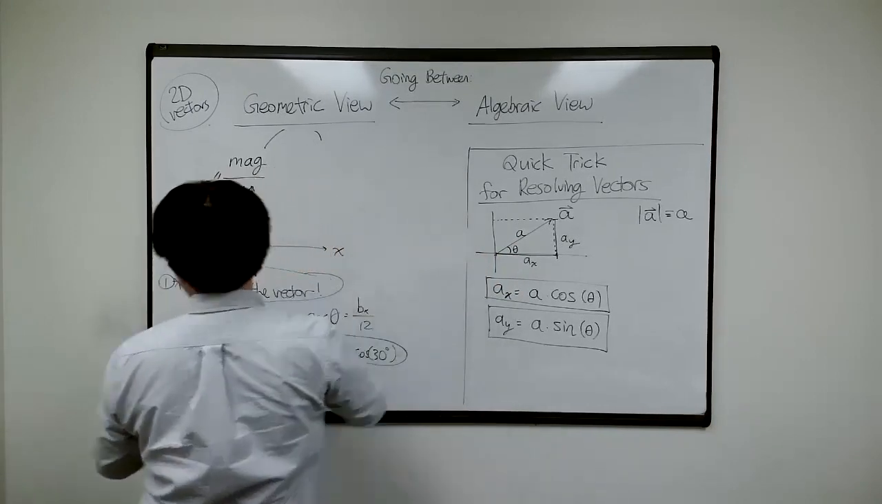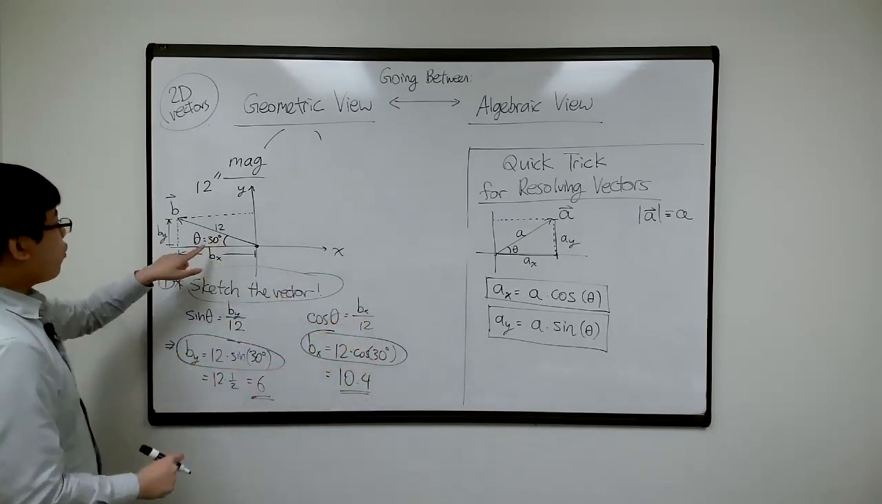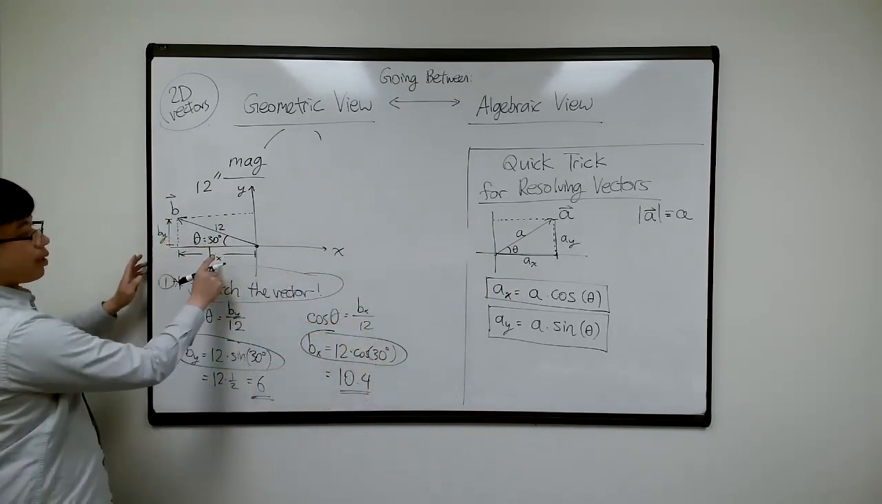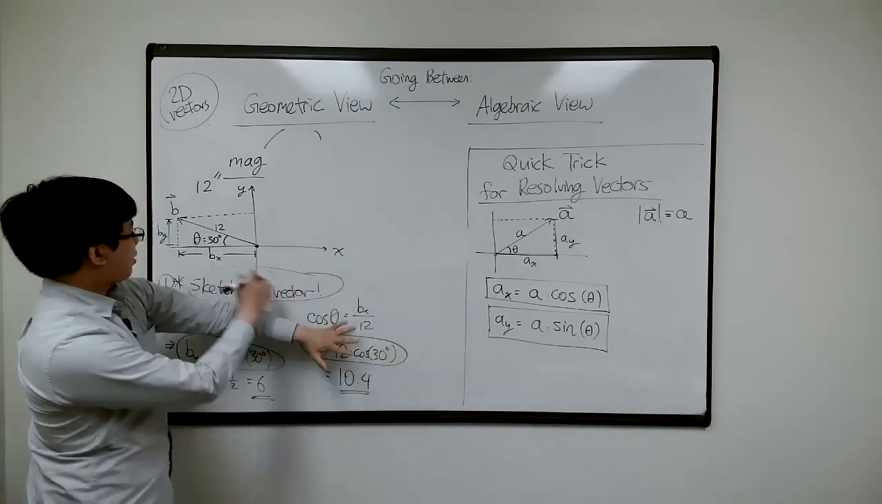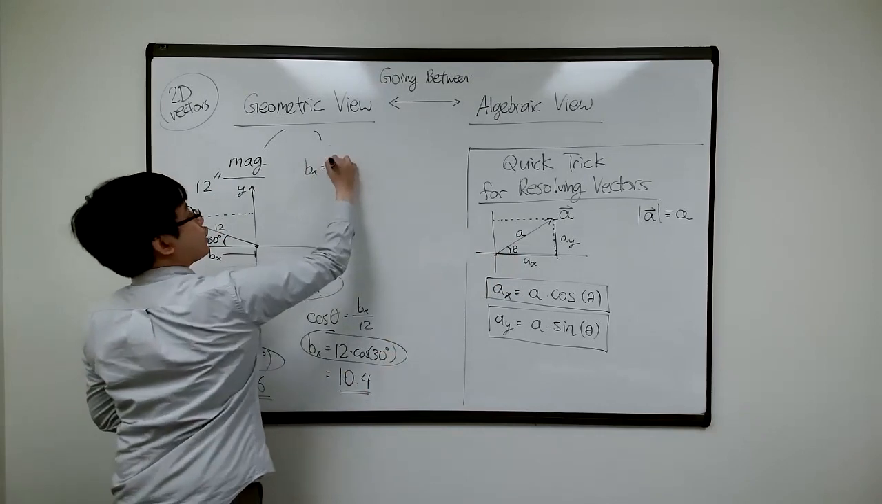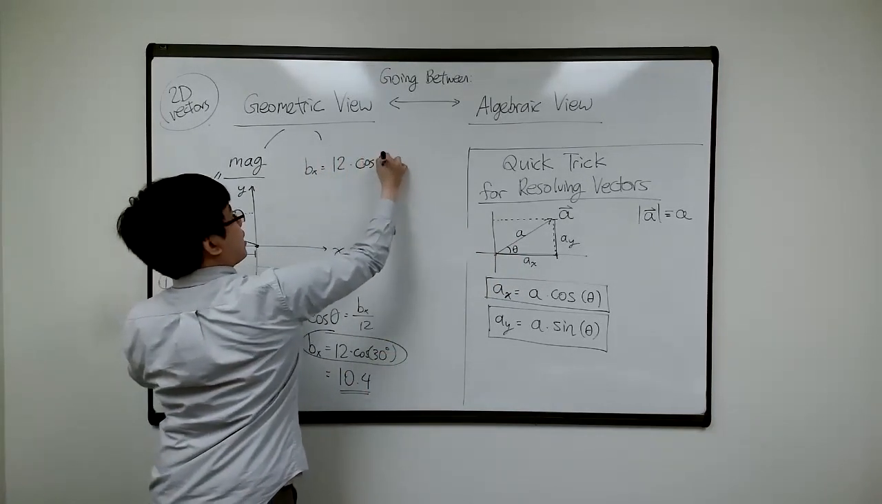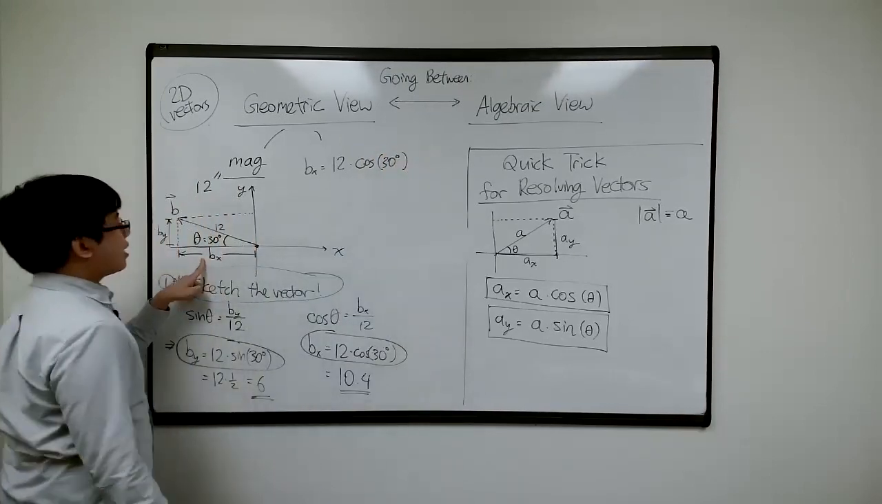Get some space over here, right? Ignore this part. Let's see if our trick works. So over here, let's start with the one that is sandwiching the angle. I'm not even looking over here. So BX, I know it's going to be the magnitude, which is 12, and because it's sandwiching 30 degrees, it's going to be cosine 30 degrees, right?